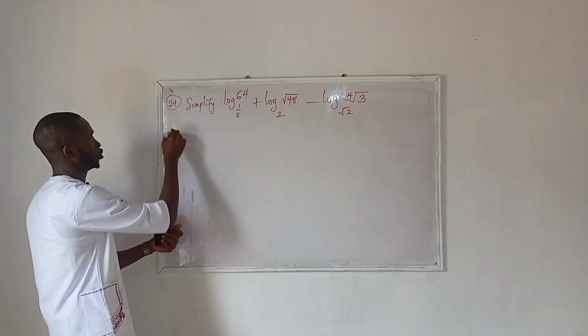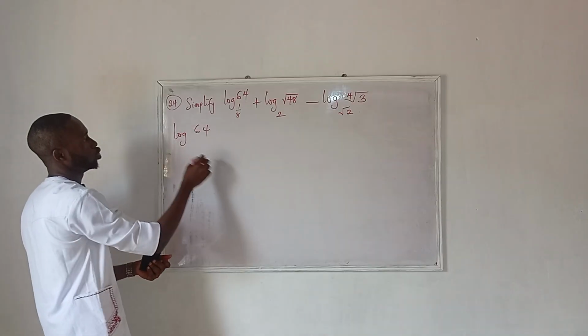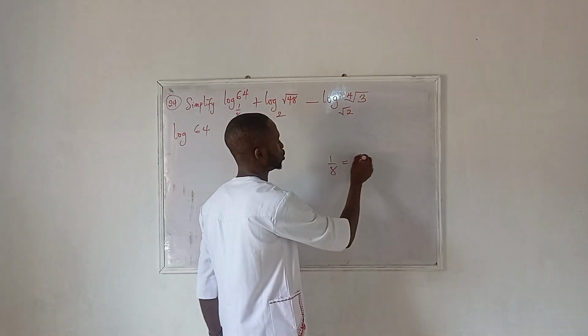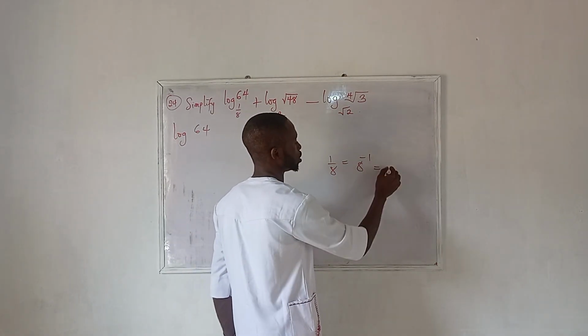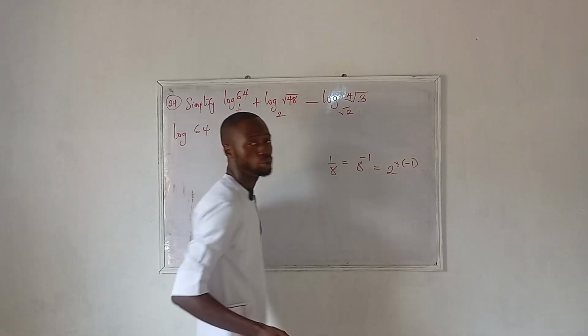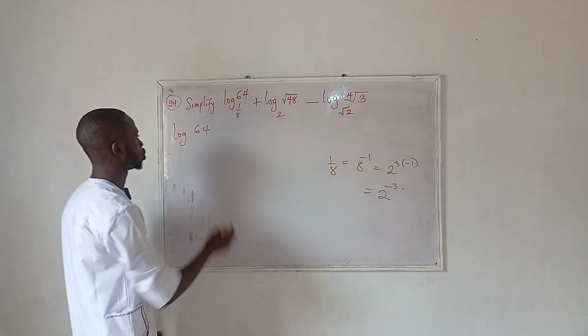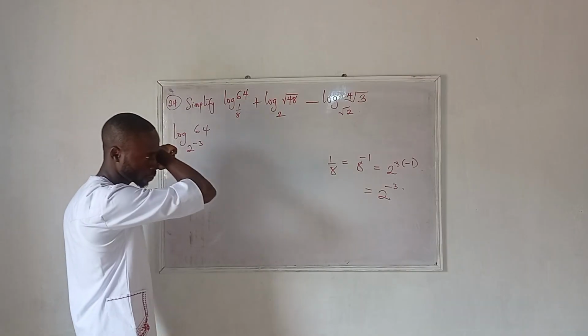Now, we would have log 64. 1 over 8. Let's simplify 1 over 8. So if we have 1 over 8, I know that this is 8 raised to the power of minus 1. Then I know that this 8 is 2 raised to the power of 3, and I still have minus 1, which was the initial power. So if I open it, I'll have 2 raised to the power of minus 3. So what we have here is 2 raised to the power of minus 3.